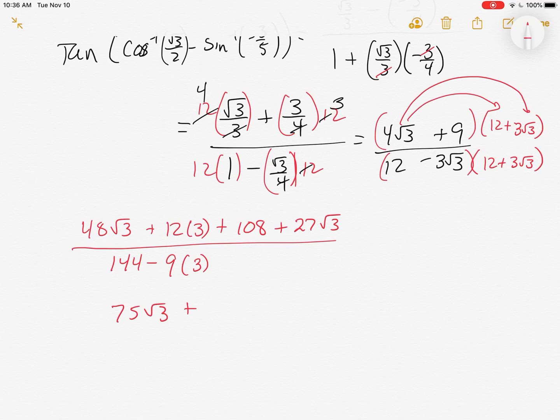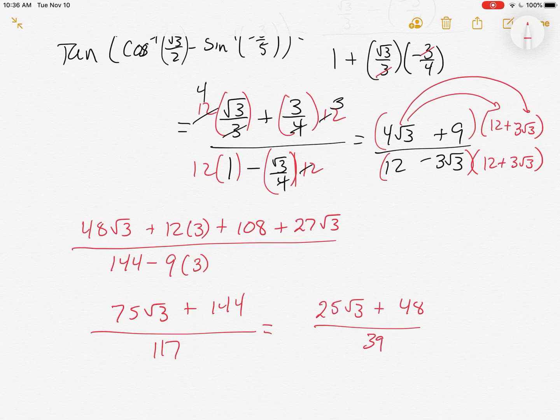12 times 3, right, which we know is 36. And then we're going to add 108 to that and get 144. And that's all over 144 minus 27, or 117. Now I think everything's divisible by 3, so let's pull a 3 out of everybody. 75 divided by 3 is 25. 144 divided by 3 is 48, and 117 divided by 3 is 39.